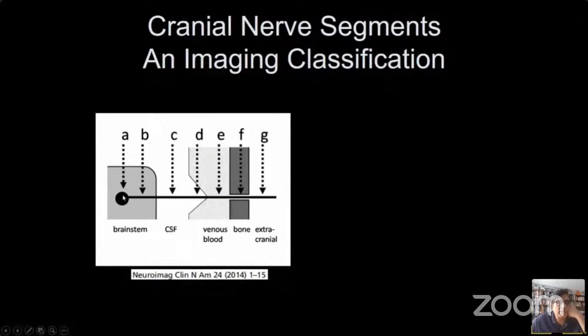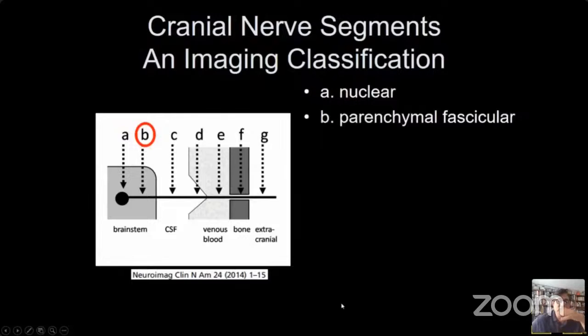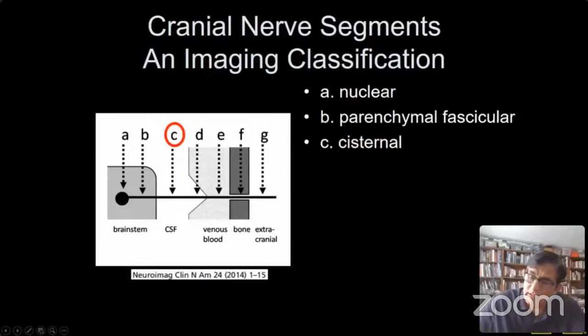So first of all, segment A is the nucleus. That's something we do not readily identify, but because of our knowledge of anatomy, we can know where the nucleus of the cranial nerve is. The second one is the parenchymal fascicular part, which means the white matter fascicles which start off from that nucleus going outside. That also is within the brainstem predominantly, or brain parenchyma. We can map them out with DTI if we try hard enough, but we do not readily see that. And the third segment, C, the cisternal segment, is something that we are very intimately familiar with, because we can see it very well.